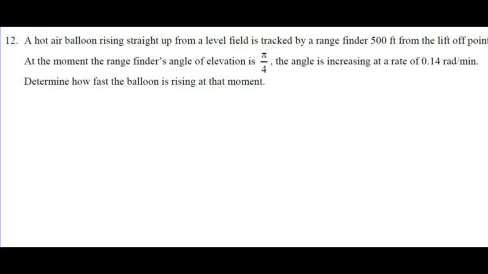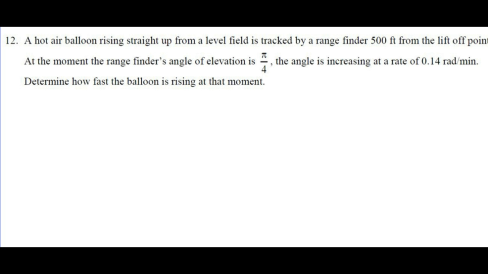Trig. A hot air balloon rising straight out from a level field is tracked by a rangefinder 500 feet from the liftoff point. At the moment that the rangefinder's angle of elevation is pi over 4, the angle is increasing at a rate of 0.14 radians per minute. How fast is the balloon rising at that moment?